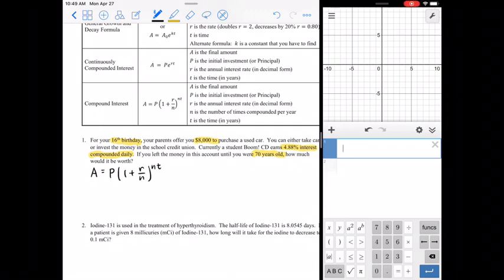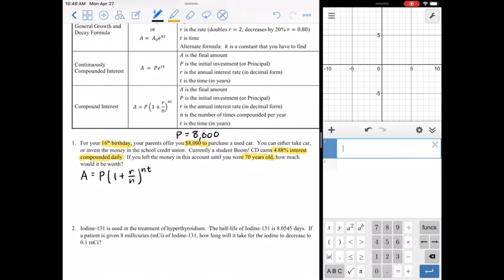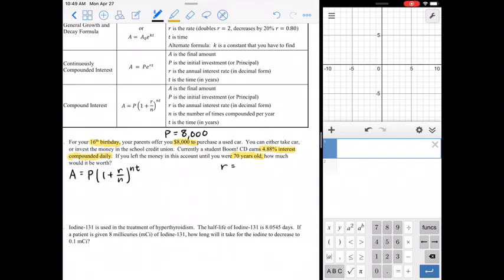And so when we look at that, A stands for the final amount. We want to find the final amount. P is the initial investment or principal. So that initial investment is the $8,000 that your parents are offering you for the car. R is the annual interest rate, but in decimal form. So R is 4.88%, but in order to get that in decimal form, think of it as moving this decimal over twice. So in decimal form, that's 0.0488.